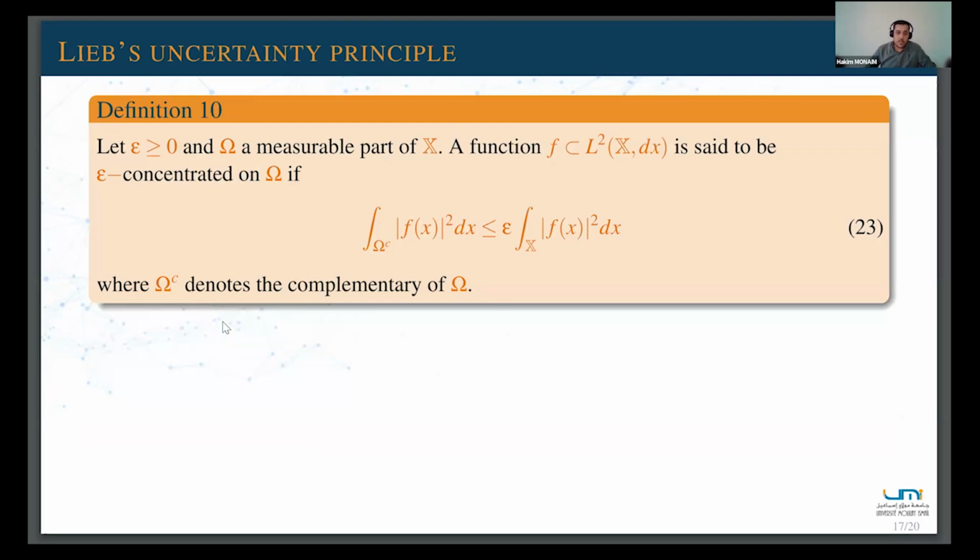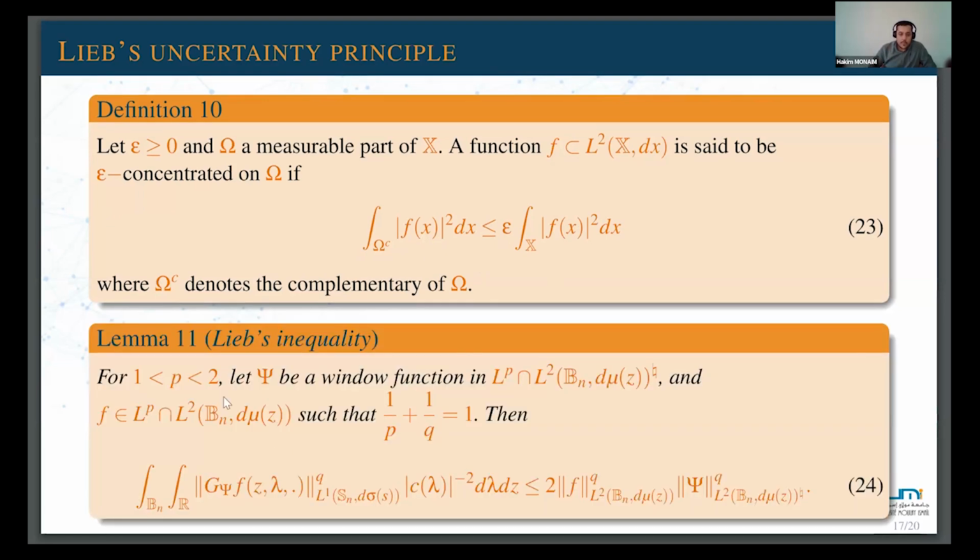Now I will go to the Lieb uncertainty principle. Let epsilon be greater than 0 and omega a measurable part of X. A square integrable function f on X is said to be epsilon-concentrated on omega if the integral outside of omega of |f|^2 is less than epsilon times the L2 norm of f, where omega^c is the complement of omega.